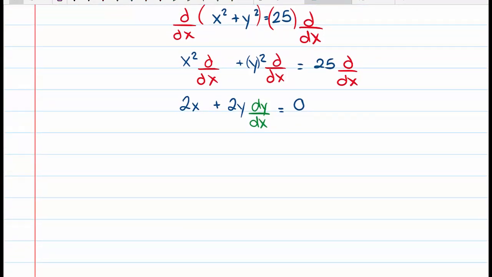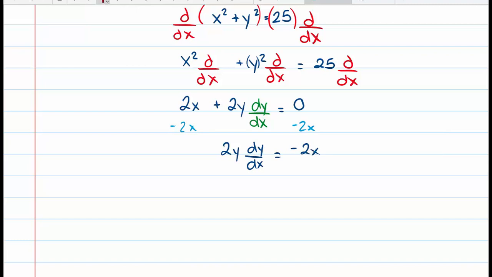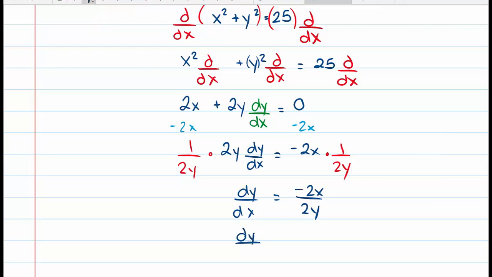Okay. So now we want to get dy/dx all by itself. So I'm going to subtract 2x from both sides, and you get 2y dy/dx is equal to negative 2x. Then we multiply by 1 over 2y on both sides. So you're left with dy/dx is equal to negative 2x over 2y. So then dy/dx is simply equal to negative x over y.